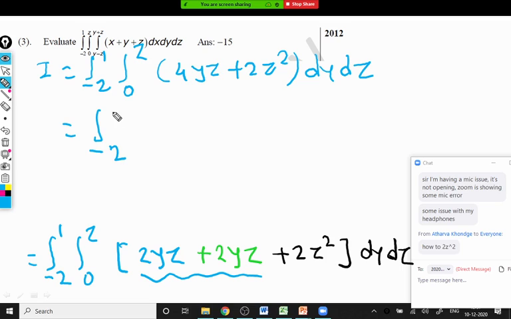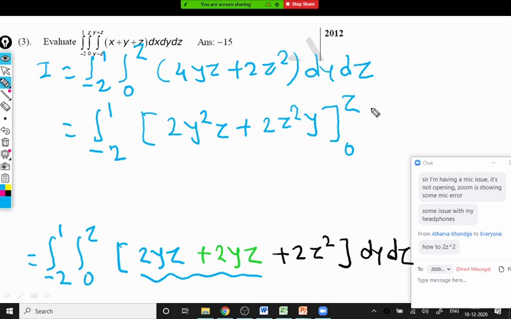Minus 2 to 1 as it is. What's the integration now? 2y square z, 2y cube... square z. Correct. 2y square z plus 2yz square, 2z square y. Okay, that is correct. And limits are 0 to z, dz.